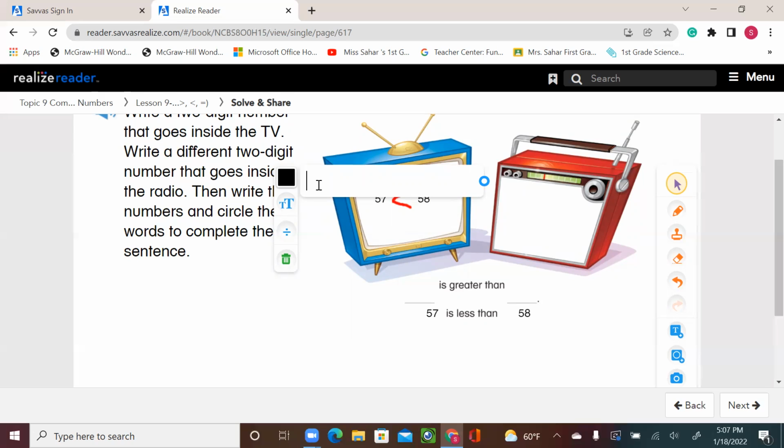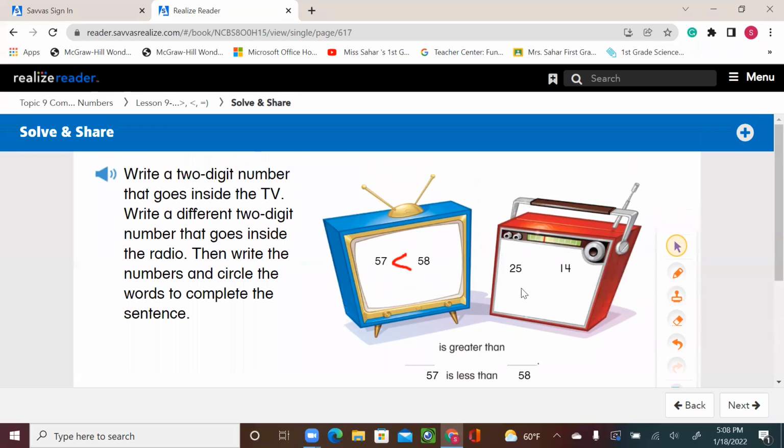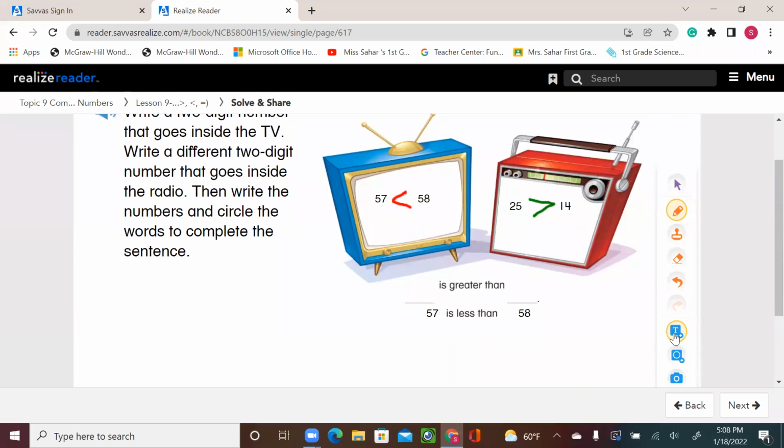Now I'm going to write 25 and 14. I'm looking at my tens. I can tell that 25 has 2 tens and 14 has 1 ten. That means 25 is greater than 14. So I'm going to use my symbol for greater than. All right, and I'm going to write now 25 greater than 14. Of course, you can choose any numbers as long as you know what you need to put: tens more or tens less. So now I see that 25 is greater than 14.